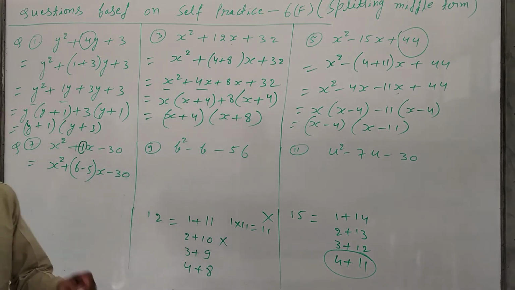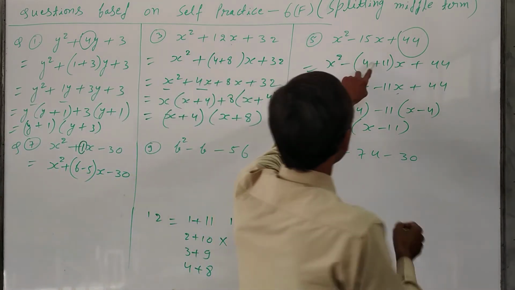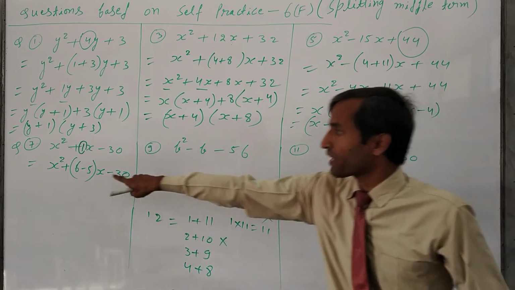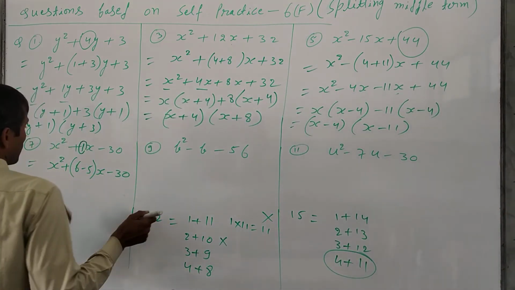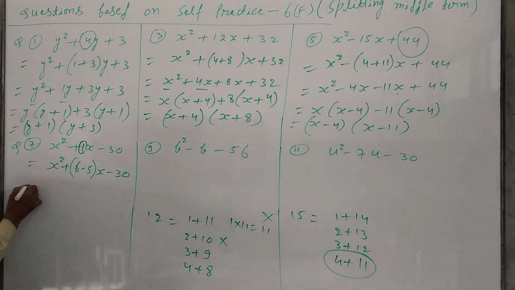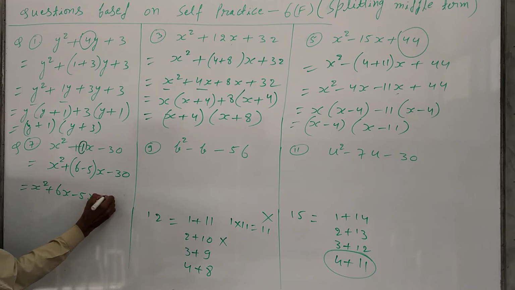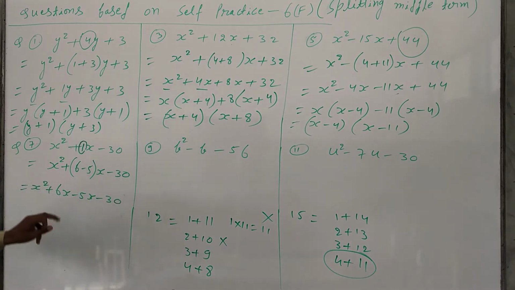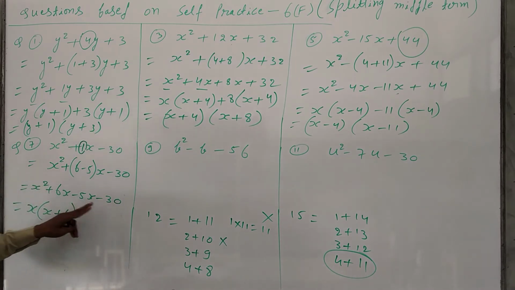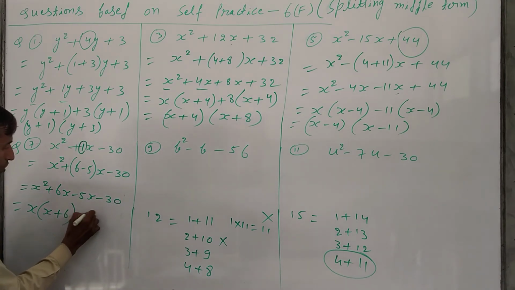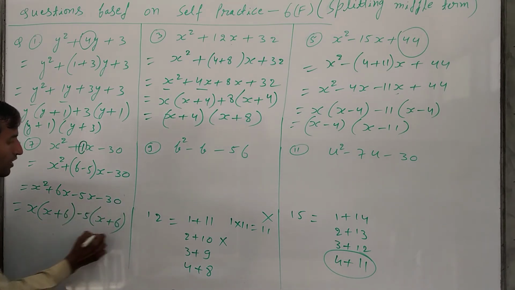So it is not necessary that it always comes in addition only. Sometimes it will come in subtraction also, so just be careful. Now we have to multiply again: x square plus 6x minus 5x minus 30. Now we have to take common from the whole value. We take common x, then x plus 6 will be there, and then we take common minus 5 here. So x plus 6 will be there.